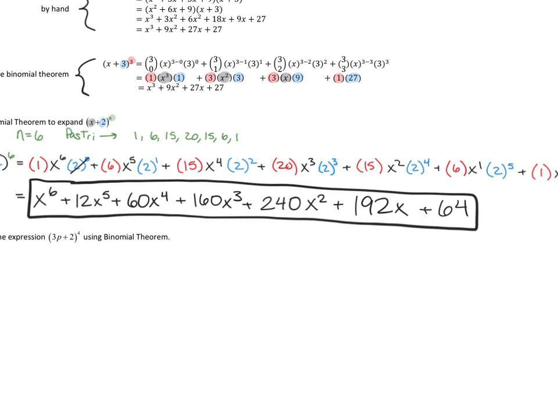Every single time you have a term, this is a good check when these problems get long, the exponents should add to the n value. 6 plus 0 is what? 6. N is 6. That's good. 5 plus 1? 6. 4 plus 2? 3 plus 3? And on and on. So every time you do this, if the numbers that you're using as the exponents don't add up to the total exponent, something's wrong and we pause. Yes? Let's try another example.